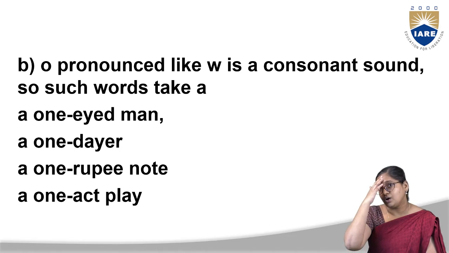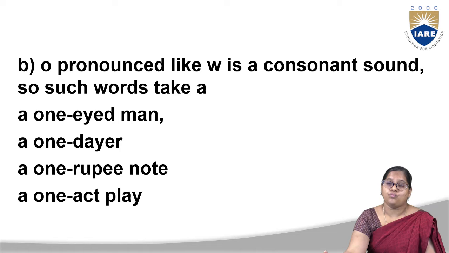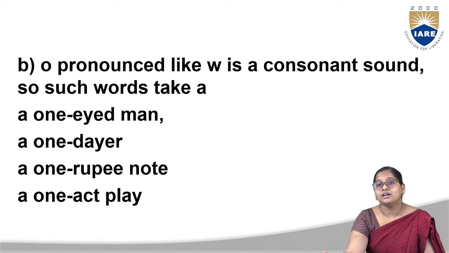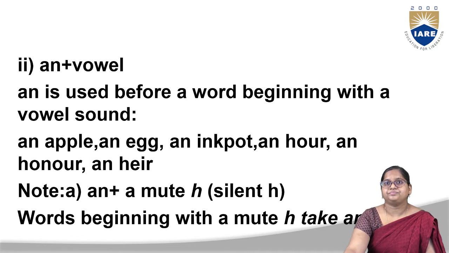These words like one are pronounced with a W sound. You know this sound, it is a consonant sound. So for words like a one-eyed man, a one-day match, a one-act play, they don't have an oo or o sound, but they have a W sound. So they take the indefinite article a, not an.